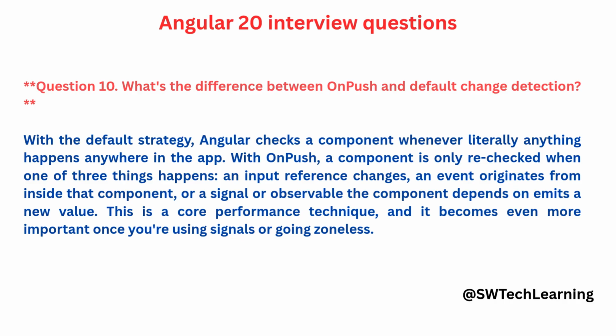Question 10. What's the difference between OnPush and default change detection? With the default strategy, Angular checks a component whenever literally anything happens anywhere in the app. With OnPush, a component is only rechecked when one of three things happens: an input reference changes, an event originates from inside that component, or a signal or observable the component depends on emits a new value.